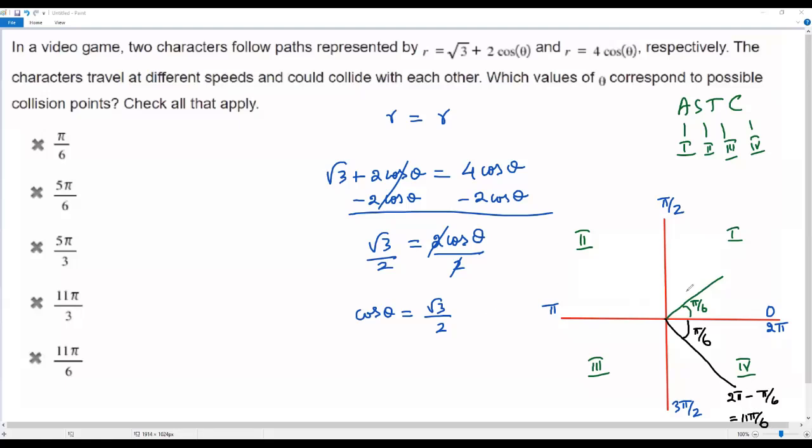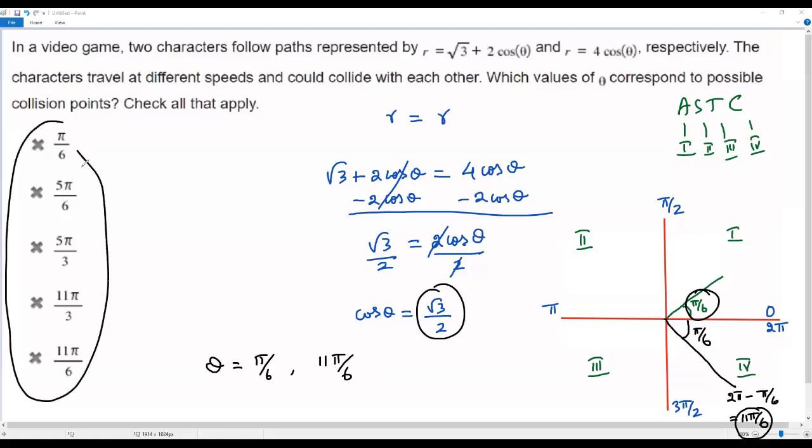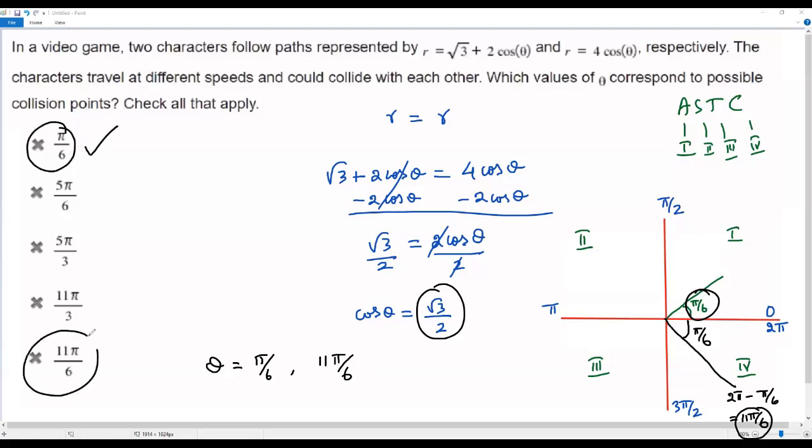So in the first quadrant, when the angle measure is pi over 6, the value of cosine theta is square root of 3 over 2. And in the fourth quadrant, when the angle measure is 11 pi over 6, the value of cosine theta is square root of 3 over 2. So for the two angle measures, theta equal to pi over 6, which is in the first quadrant, and theta equal to 11 pi over 6, which is in the fourth quadrant, the value of cosine is square root of 3 over 2. So among the given choices, the first one is correct, and the last one is correct.